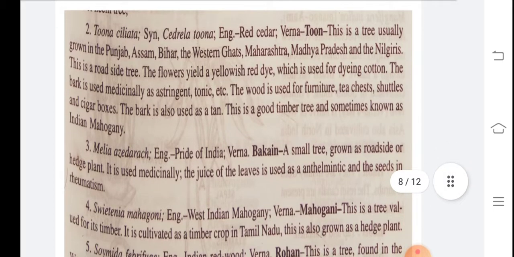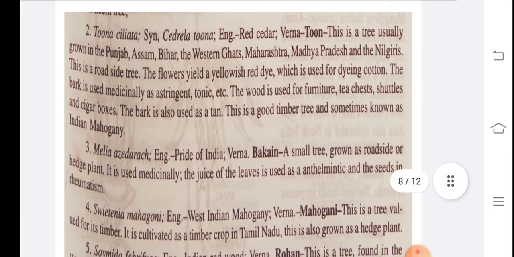Now other examples we have to give, so Toona ciliata. Commonly it is called red cedar. It is a large tree, with yellowish red dye from the flowers, which is used for dyeing of cotton. Medicinally it has astringent and tonic property. The wood is used for furniture, tea chest boxes and cigar boxes. So it is known as the Indian mahogany.